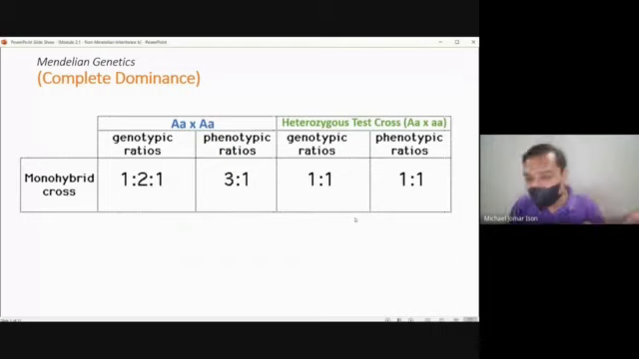When we're talking about the important ratios that you have to remember about Mendelian inheritance, first of all, let's talk about the monohybrid cross. If you cross a heterozygote with a heterozygote, you will always have a genotypic ratio of 1 to 2 to 1, where the 1 is the homozygous dominant, the 2 is the heterozygote, and the 1 is the homozygous recessive. The phenotypic ratio of a heterozygote crossed with a heterozygote will always be 3 to 1, where the 3 is the dominant phenotype, and the 1 is the recessive phenotype.